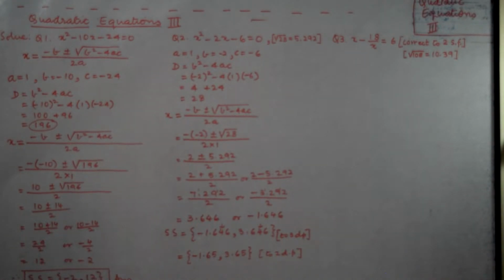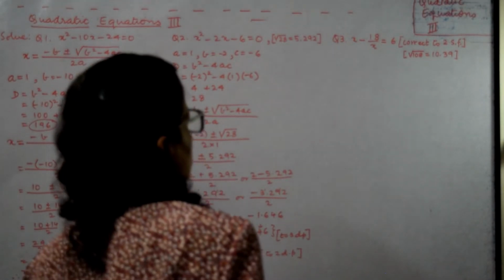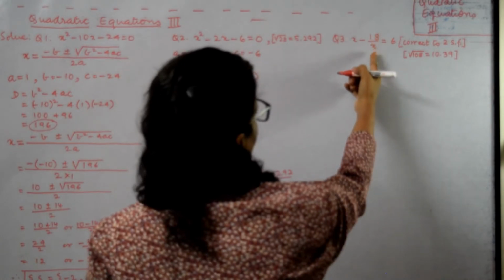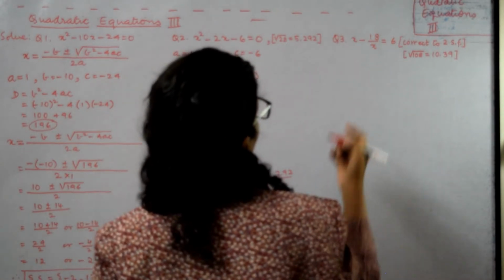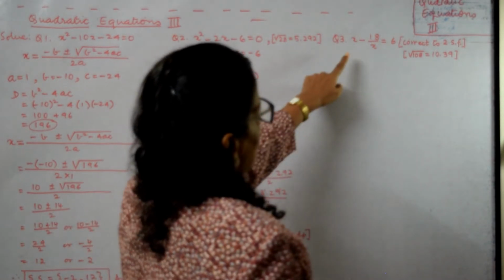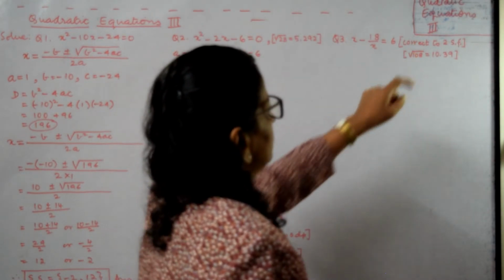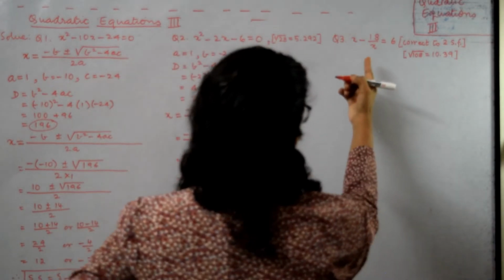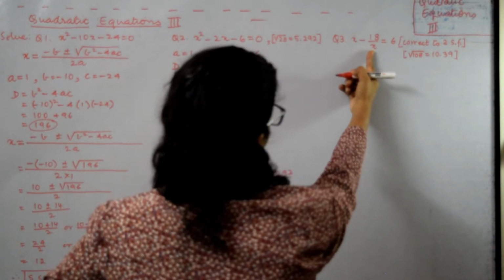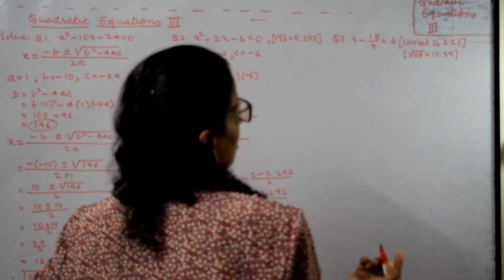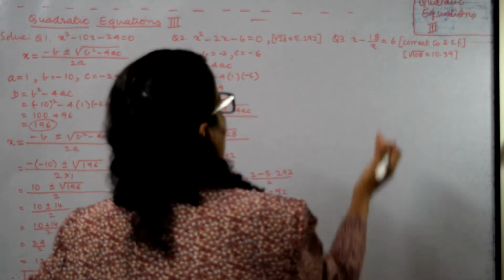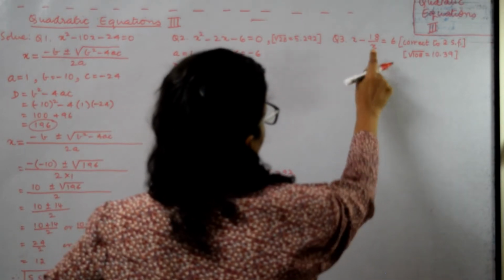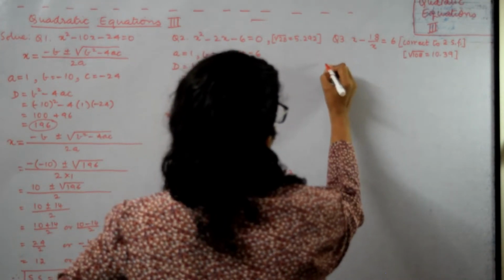Now let us come to the third question. Now third question is x minus 18 upon x is equal to 6, and this is an ICSE question. They have told you to write it correct to 2 SFs. Now obviously, since there is a denominator, the best thing will be to get rid of the denominator. How do we do that? You can multiply each term by the denominator. So by multiplying each term, what do we get?